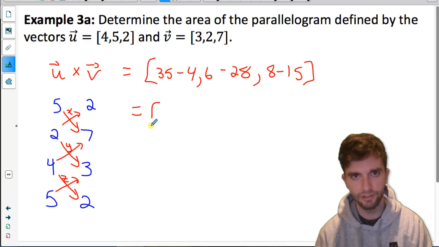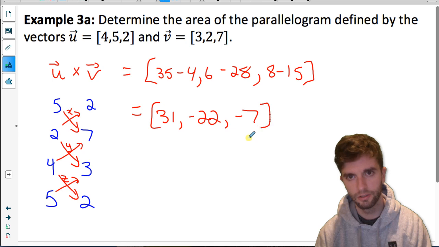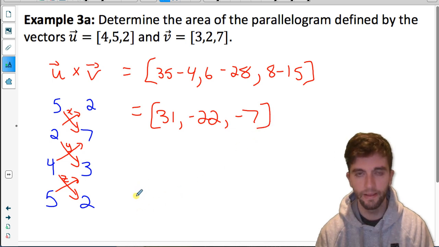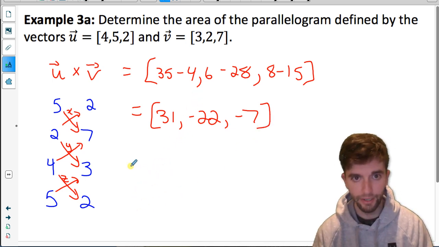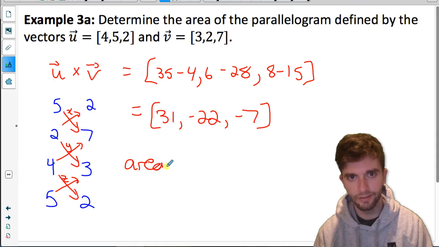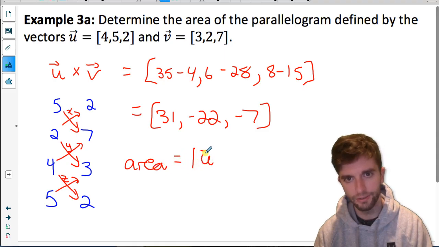Let's simplify this. And I get 31, -22, -7. And if I want the area of the parallelogram, the area would equal the magnitude of u cross v.